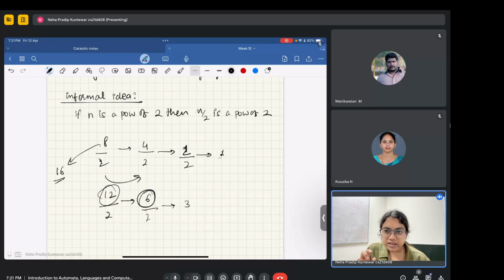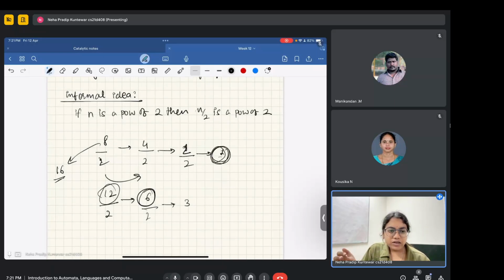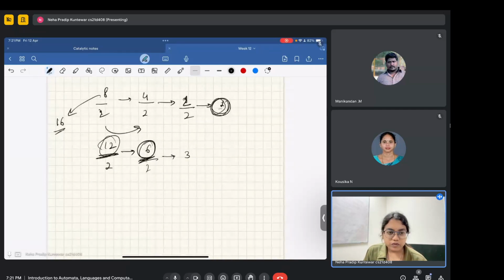The idea is right that you divide by 2 and you get an even number, but the point is we have to keep on doing this until we finally reach 1, so that we can conclude the number is actually a power of 2. If we stop in the middle, then it may not be a power of 2, like for example here in the case of 12.